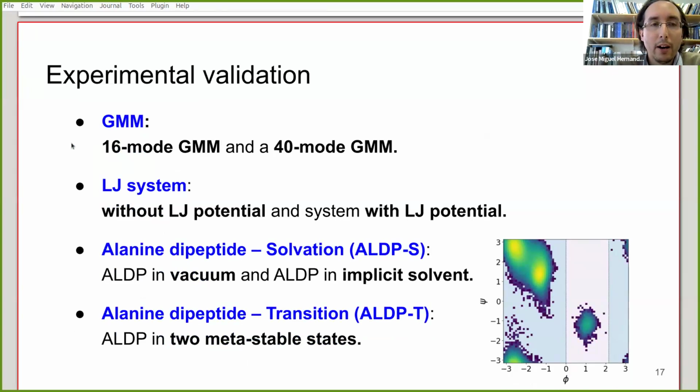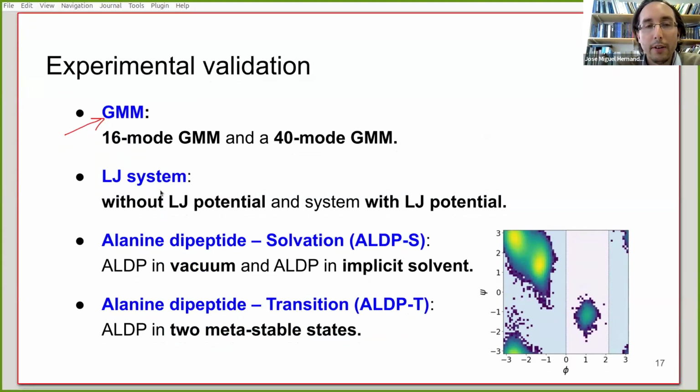We have first a problem with mixtures of Gaussians, and in this case you have two different states. The first state corresponds to a 16 component mixture of Gaussians, and then a 14 component mixture of Gaussians. The other problem is given by a Lennard-Jones system, where we have particles, and in one state there is a Lennard-Jones potential affecting the particles, and the other one is without the potential.